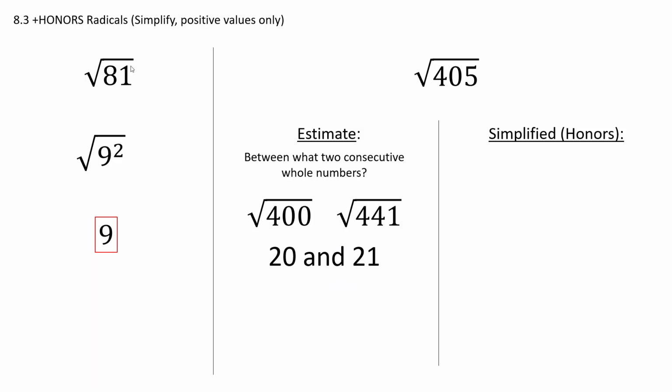Simplified. Now, hopefully you're realizing there was a pattern here. We'd always use this as a factor. So you could think of 405 as 81 times 5. 81's a perfect square, therefore it can come out front. So you have square root of 81, which is 9. 9 times the square root of 5.